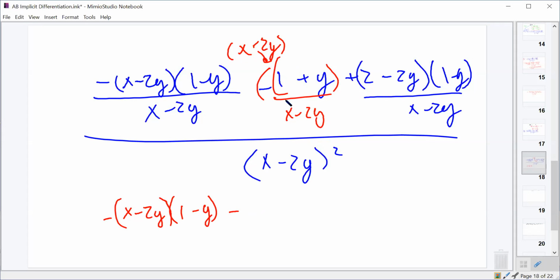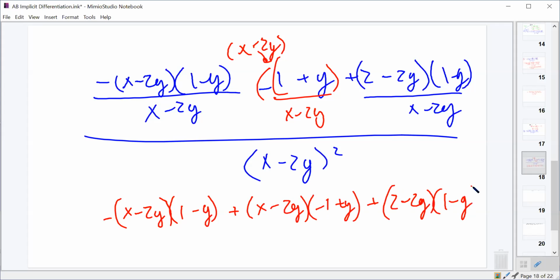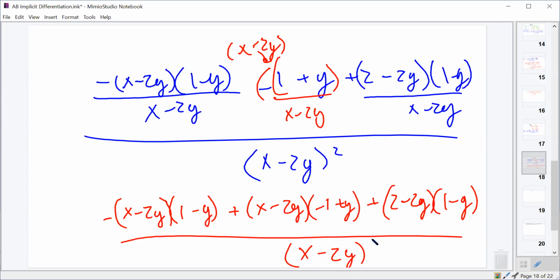So there should be a minus 1 inside there. So plus x minus 2y times negative 1 plus y, then plus 2 minus 2y times 1 minus y, all over our x minus 2y cubed. Good or no?